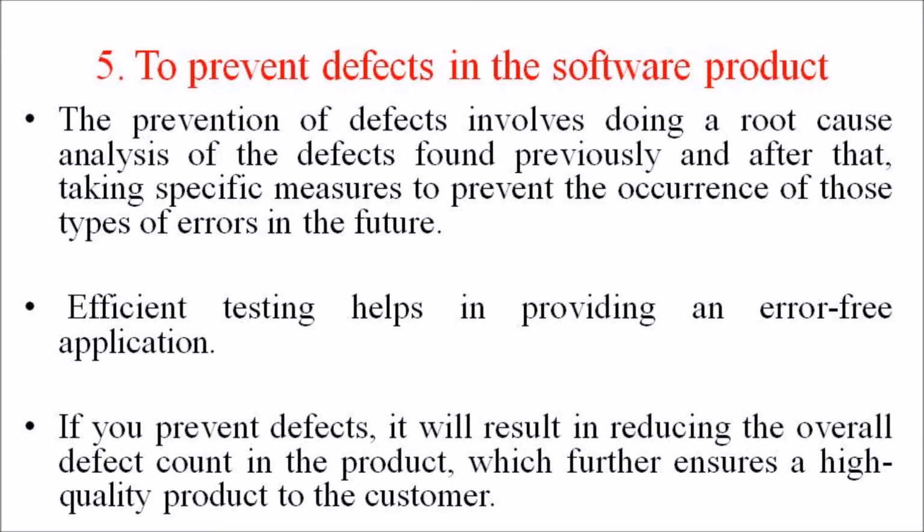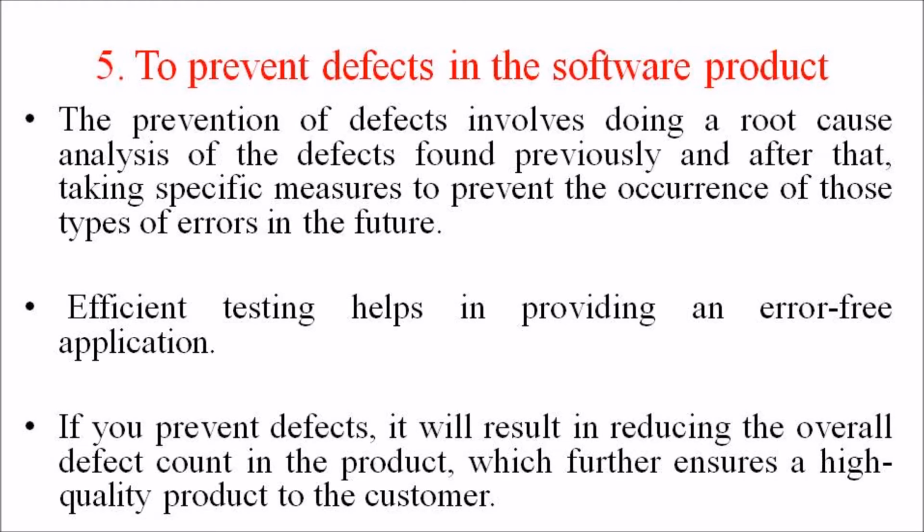And fifth point is to prevent defects in the software product. One of the objectives of software testing is to avoid mistakes in the early stage of development. Early detection of errors significantly reduces the cost and effort. The prevention of defects involves doing a root cause analysis of the defects found previously, and after that, taking specific measures to prevent the occurrence of those types of errors in the future. Efficient testing helps in providing an error-free application. If you prevent a defect, it will reduce the overall defect count in the project, which further ensures a high quality product to the customer.